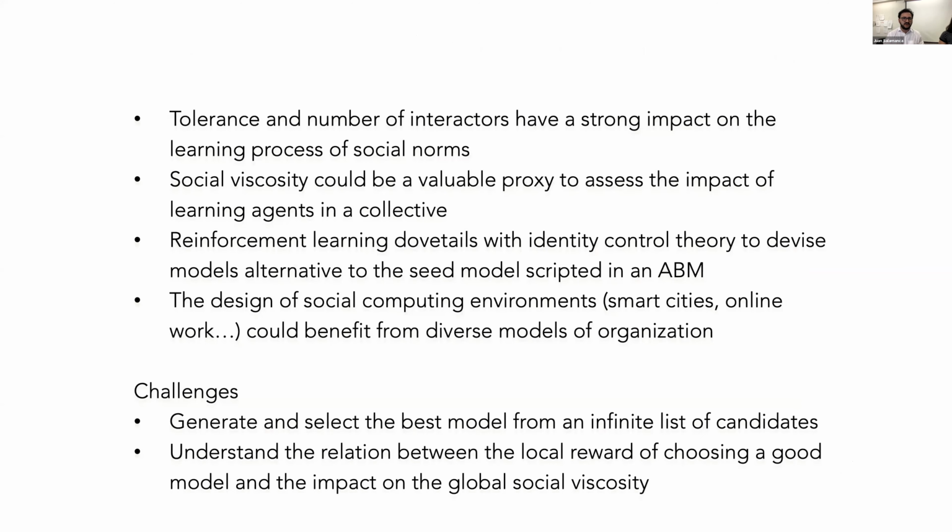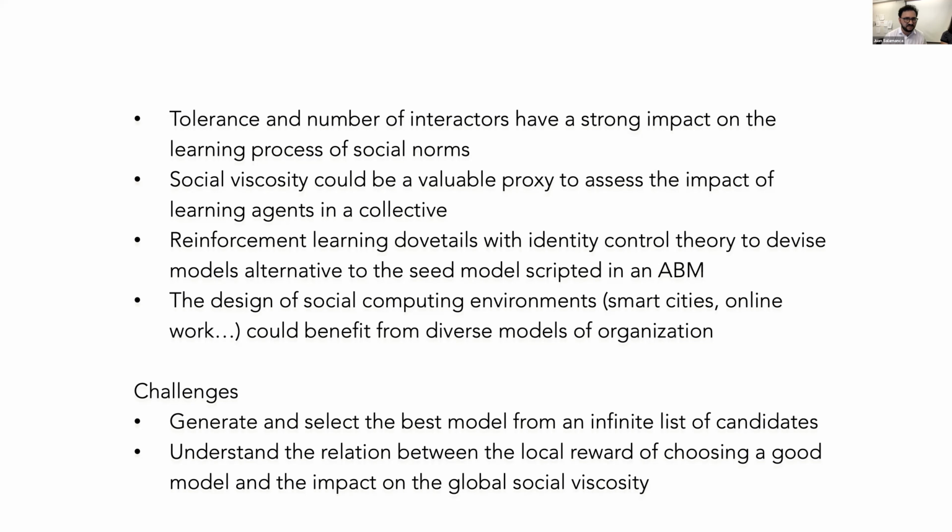In some observations from these experiments, the tolerance to imperfect action is really important in the learning process, and also in the consolidation of social viscosity. The higher the tolerance, the more convenient it is for reducing the viscosity. But in the higher tolerant environments, the learning process is not as effective. And also the number of agents you interact with is very relevant.